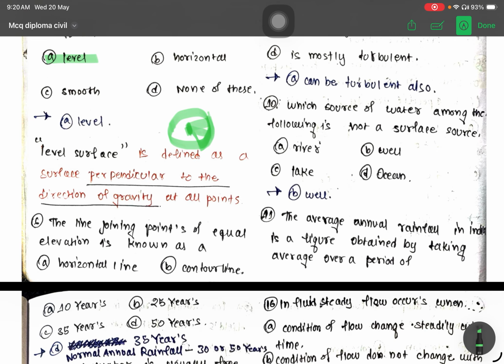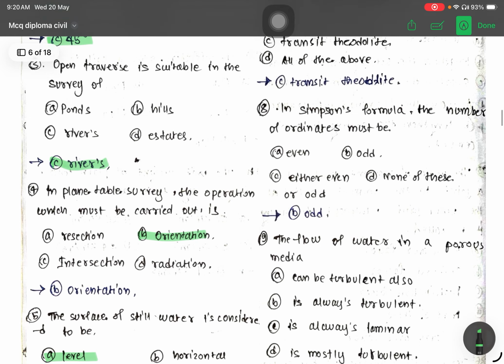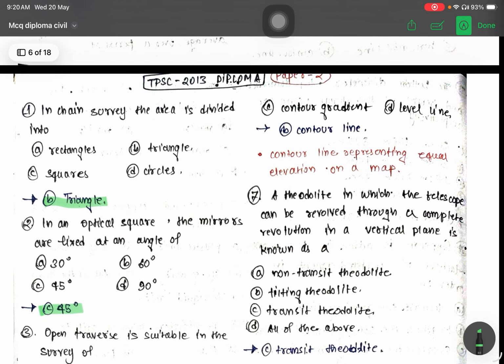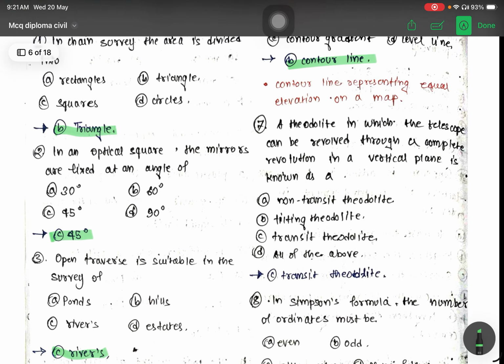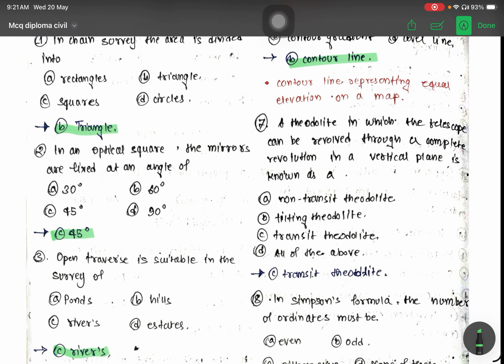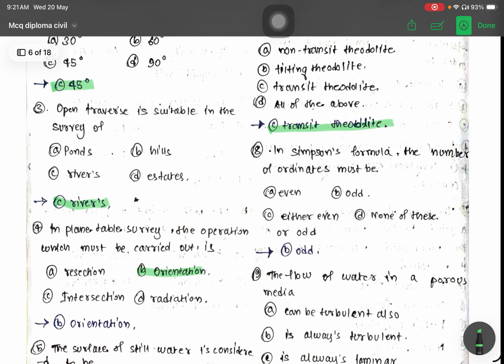The line joining points of equal elevation is known as a contour line. A contour line represents equal elevation on a map. A theodolite in which the telescope can be revolved through a complete revolution in a vertical plane is known as a transit theodolite. In Simpson's formula, the number of ordinates must be odd.